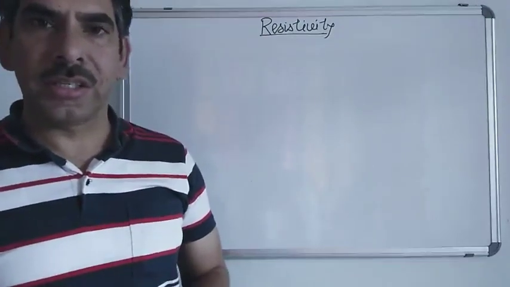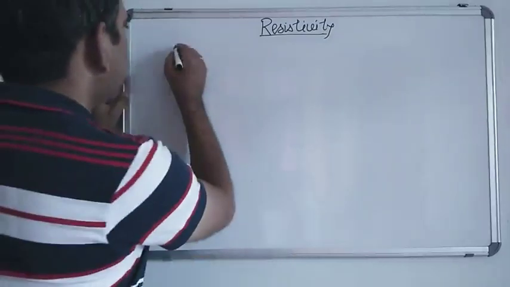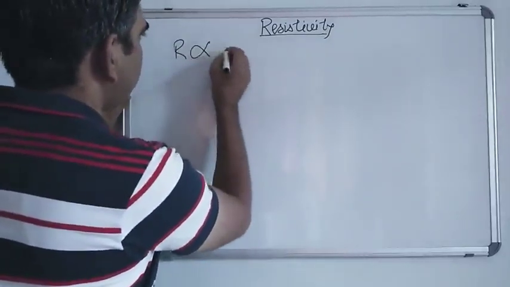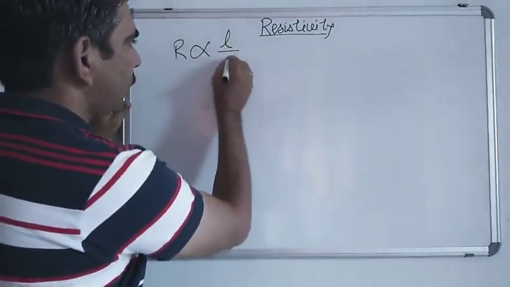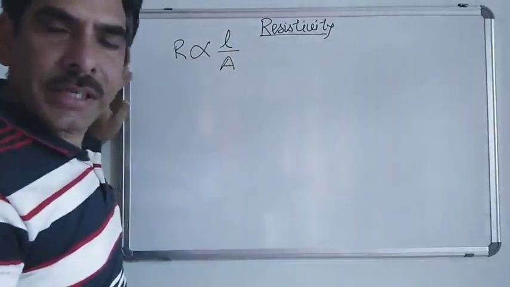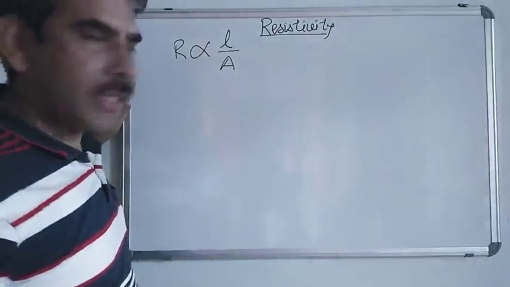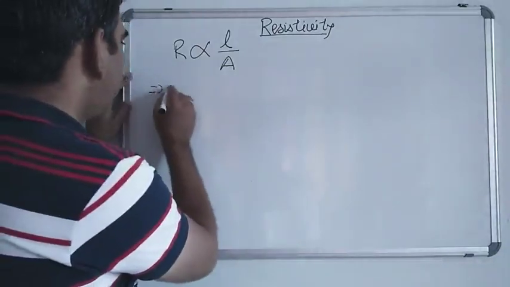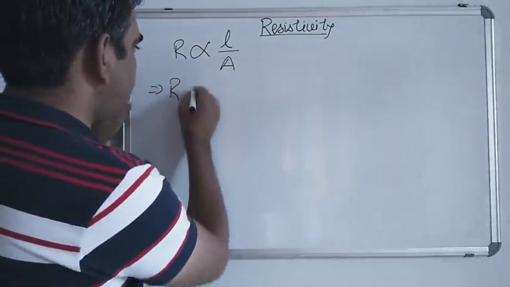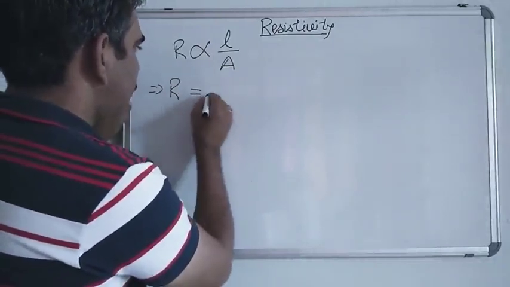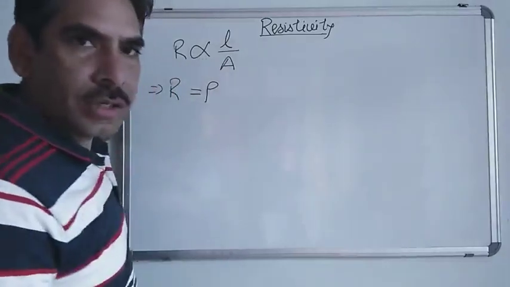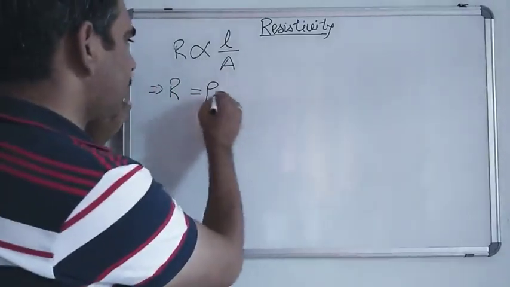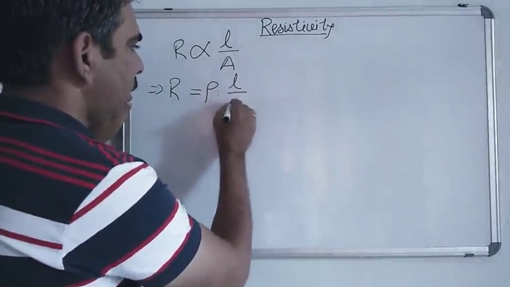It is the resistance, which we have found is directly proportional to the length of the conductor and inversely proportional to the area of cross section of the conductor, right? So from here we get the expression for the resistance: R is equal to some constant of proportionality, which is represented as rho, into L upon A.